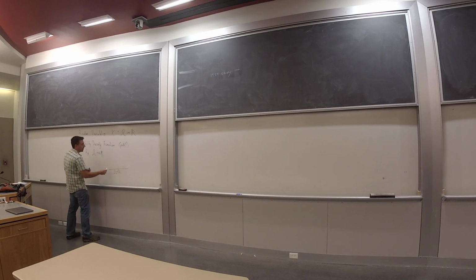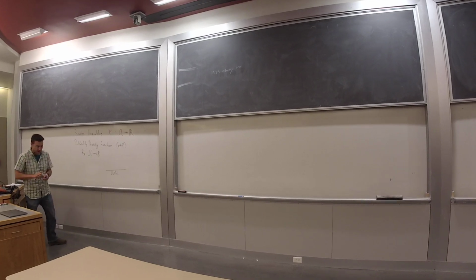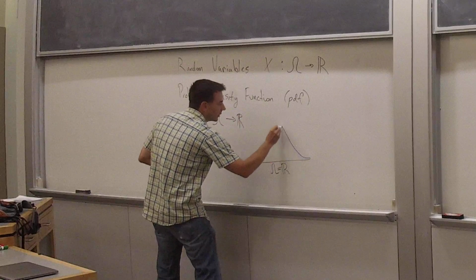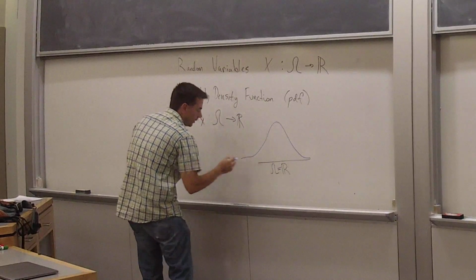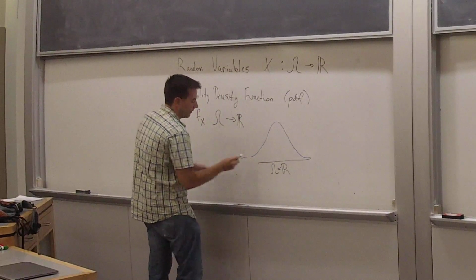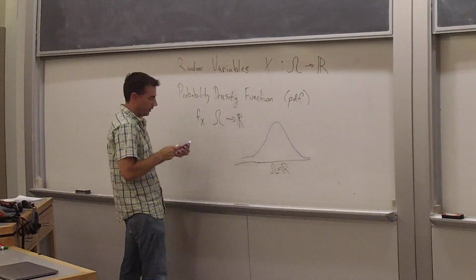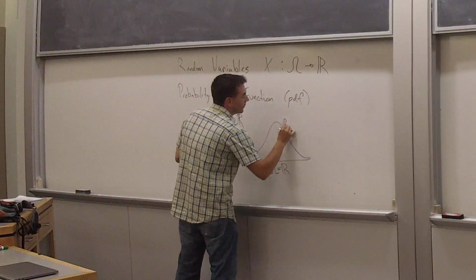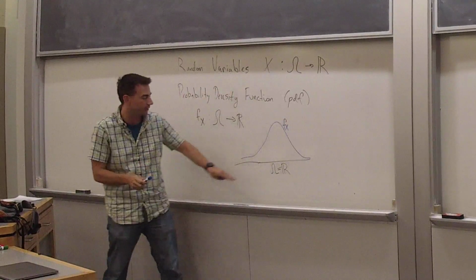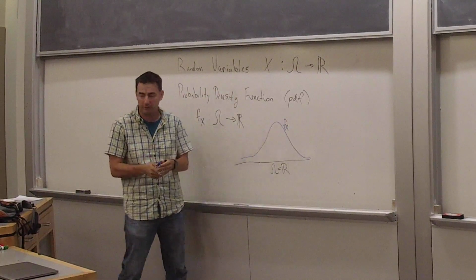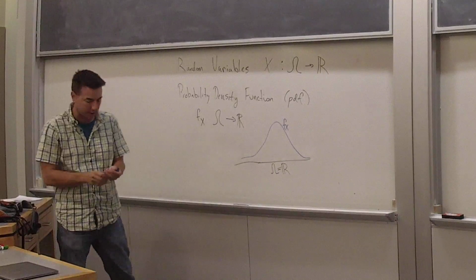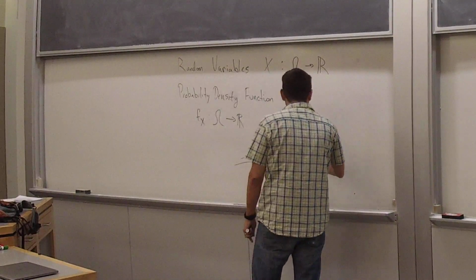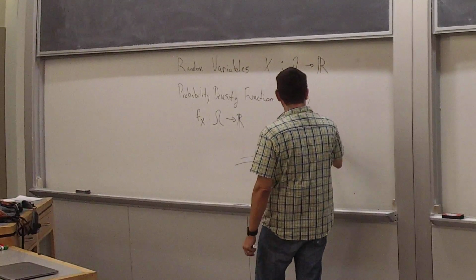Okay, so this domain might be a subset of the reals, but you could get something where the probability density function looks like this. Think of this as a function f of x from this domain onto the reals. And this is a drawing of a Gaussian random variable.